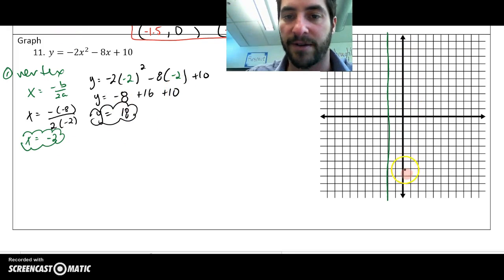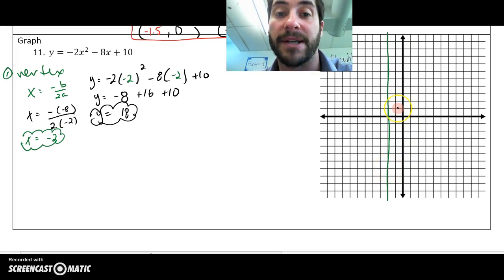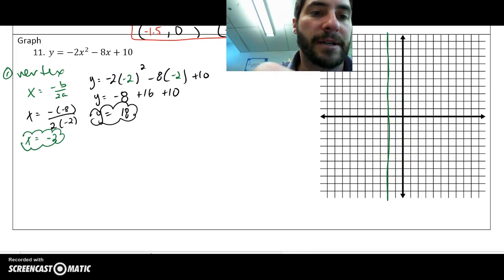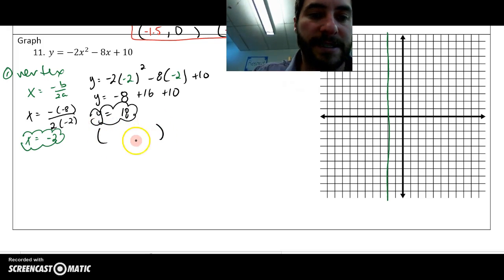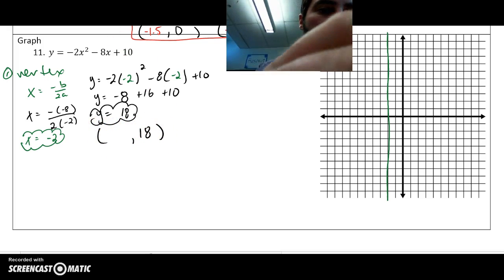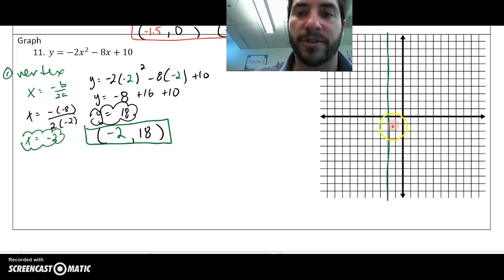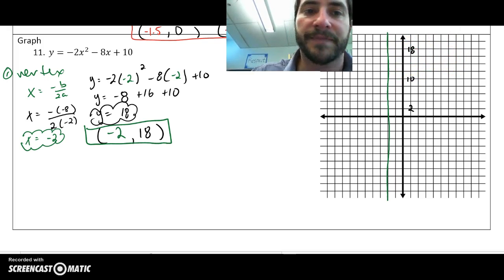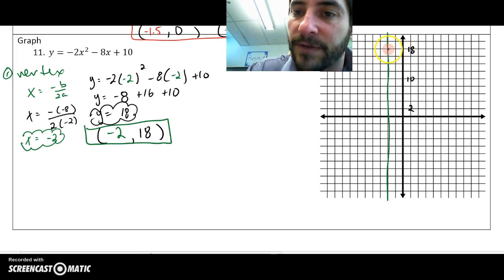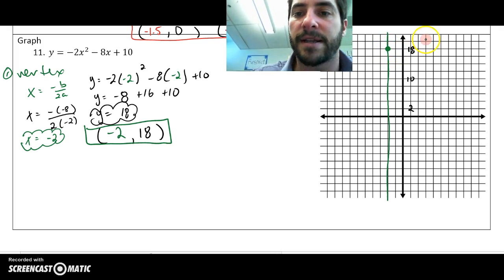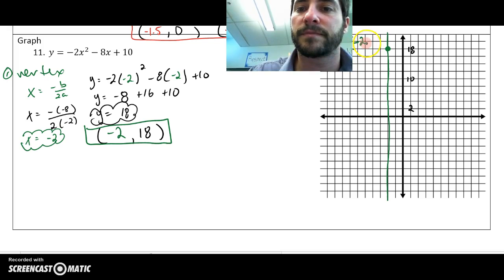Looks like we're going to have to scale our y-axis, maybe count by 2's. That sounds about right. So our vertex is at negative 2, 18. It's on the axis of symmetry. So let's count by 2's. 2, 4, 6, 8, 10, 12, 14, 16, 18 is there. So negative 2, 18 would be right there. And remember, it's opening downwards.